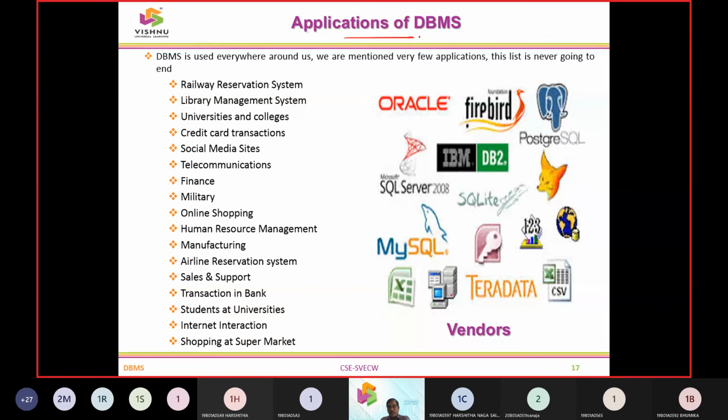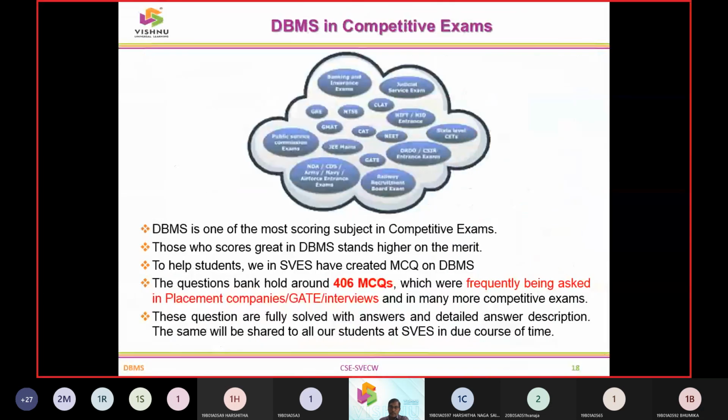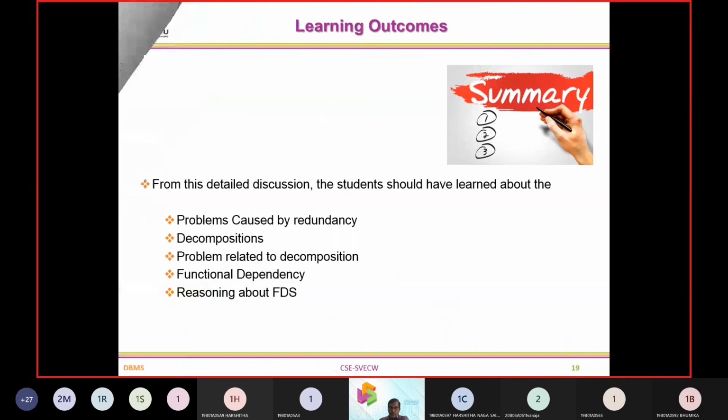Some of the applications of databases: we have Oracle, MySQL, SQL Server, Teradata, CSV files, and SQLite. These are some of the examples which are part of the DBMS.